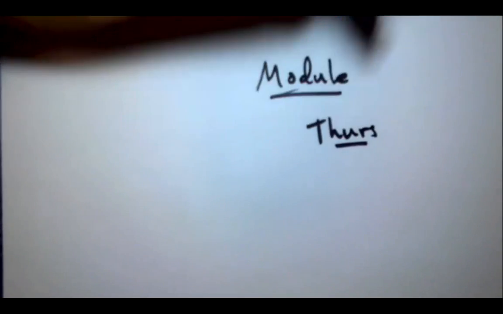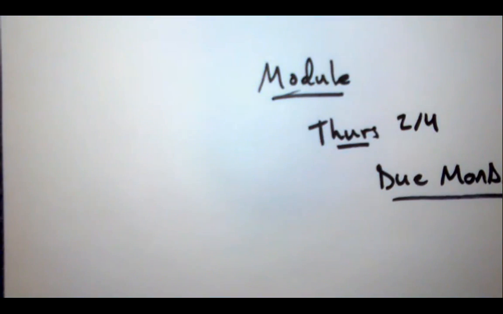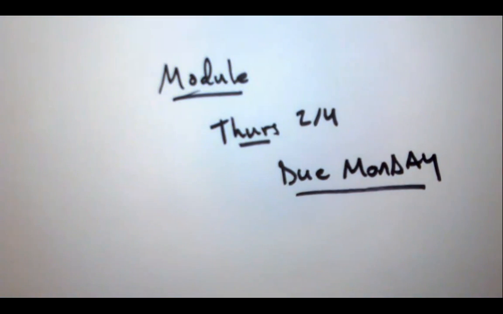So if you look on Canvas, you will see module, whatever it is, under modules, it'll say Thursday, 2-4, and then it says in big letters due Monday. So you've got Thursday, Friday, Saturday, Sunday, Monday morning.